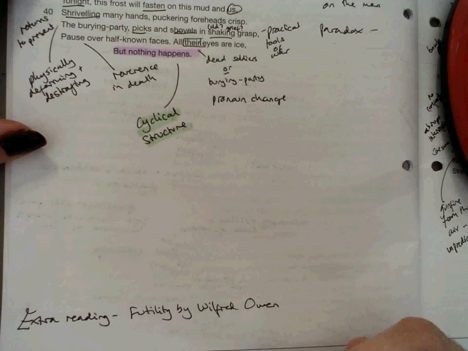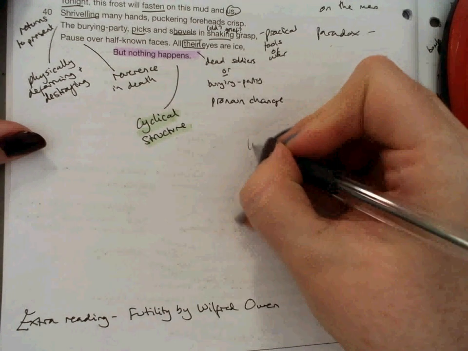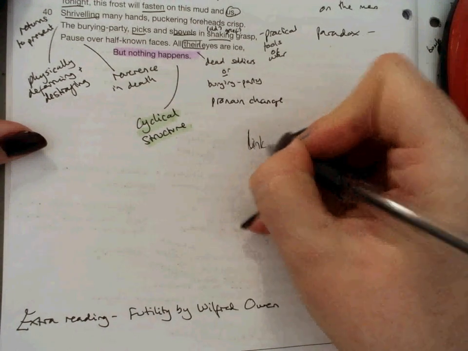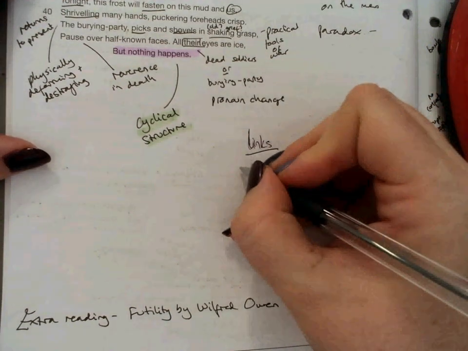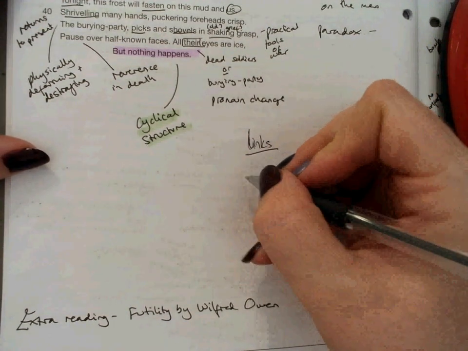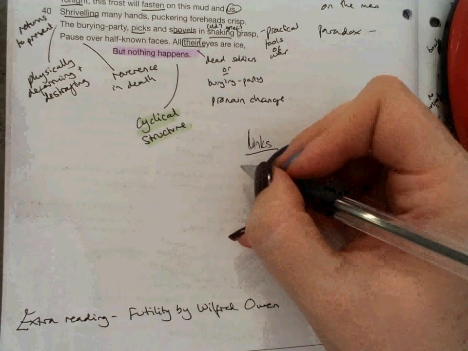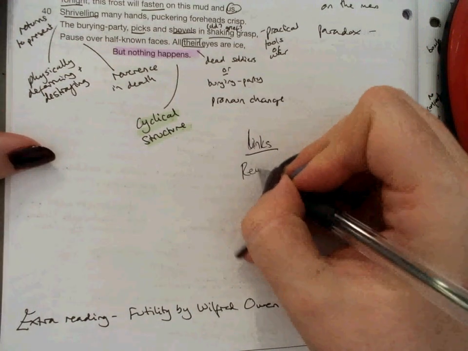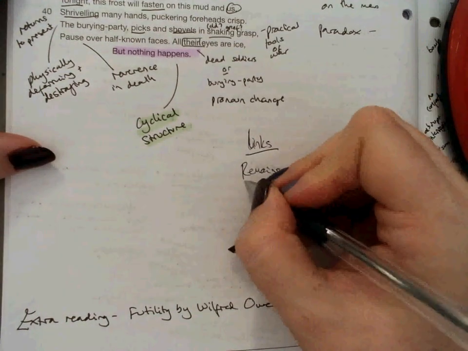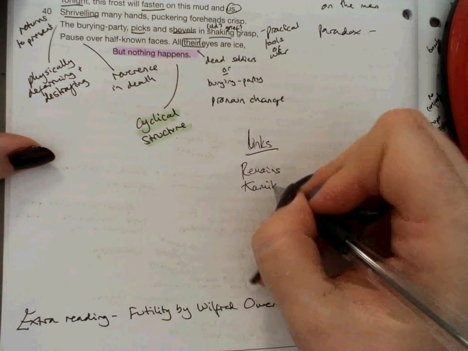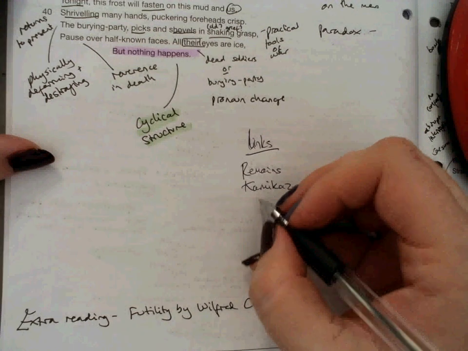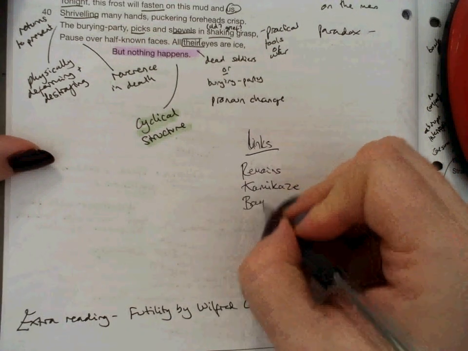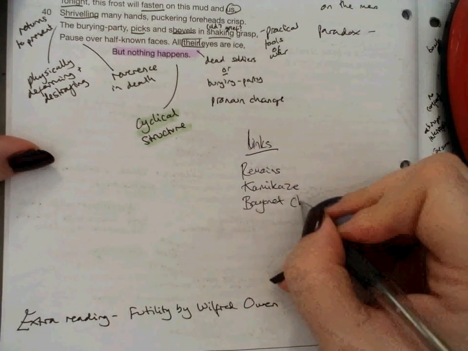Just for some of you who might be interested, extra reading, Futility, also by Wilfred Owen, is a really good poem that conveys many of the similar themes. Now, in terms of what you might wish to link this to in an exam situation, it works particularly well with any of the soldier war-based poems. So you could link it in a modern context to Remains. You could link it to Kamikaze in terms of treatment of soldiers. More complex, but you could easily do that.